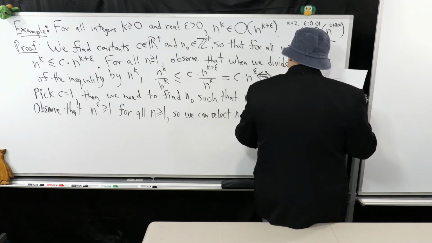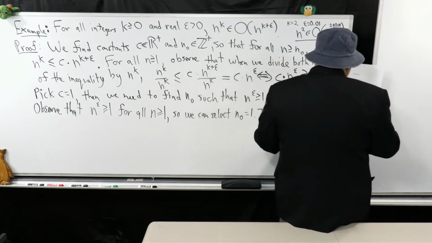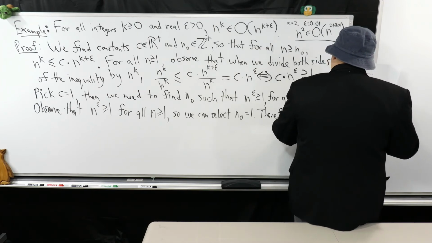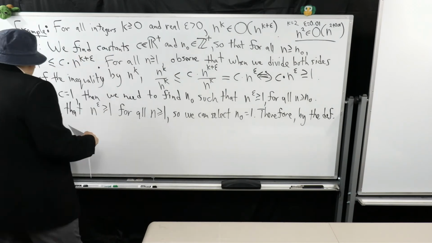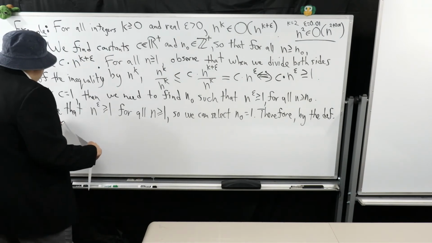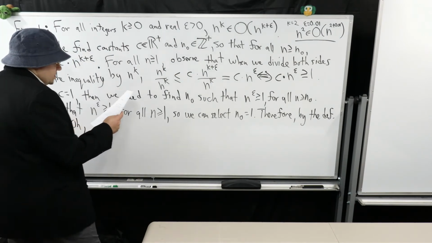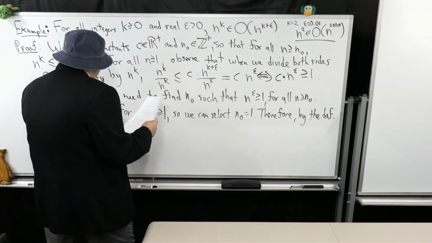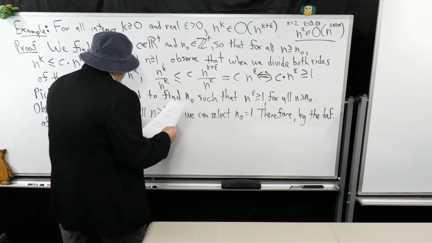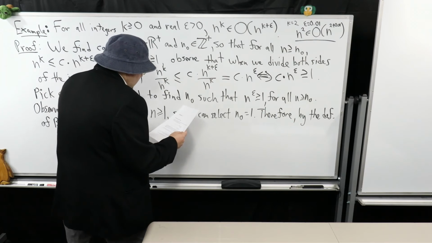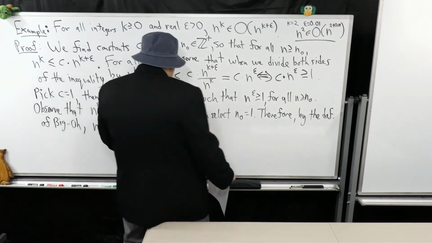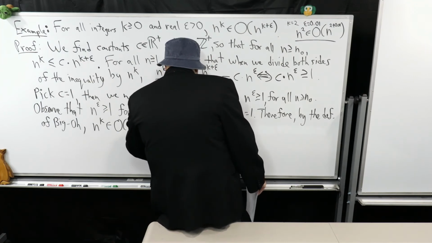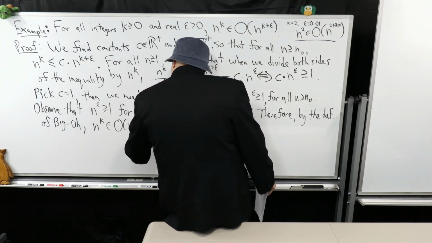Therefore, by the definition of big O, n to the power of k is big O of n to the power of k plus epsilon. So like I said before, you can use this to prove all sorts of fun claims like n squared is, whoops, I forgot to finish the proof. There we go.